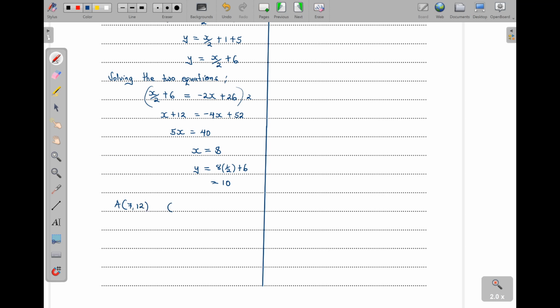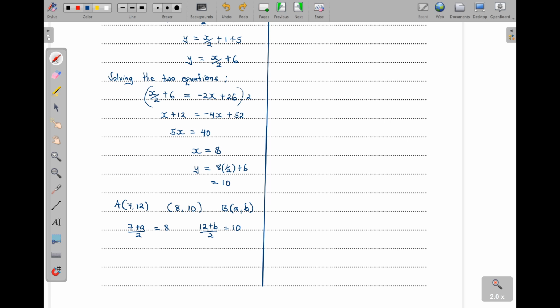Then the midpoint is (8, 10). And then I'm having B, which is (a, b). So I'll have (7 + a)/2, then I will equate it to the x coordinate here. Then also (12 + b)/2, then I will equate it to the y coordinate here.